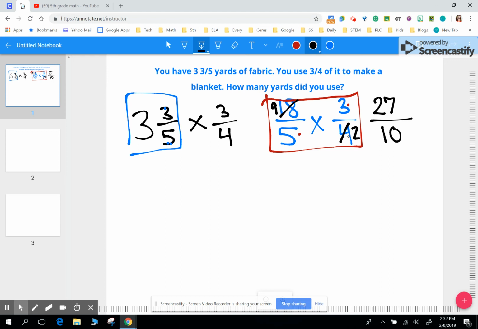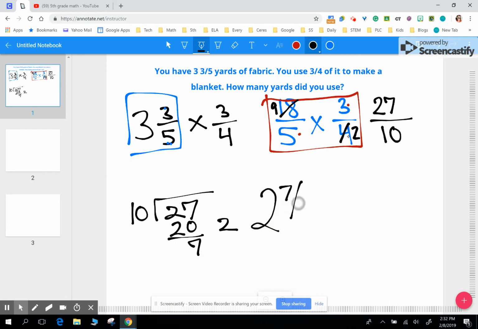27 divided by 10. I know it takes 10 to make a whole, and I have 27. So I can write it as 27/10. Or maybe you might even be lucky enough that you see that 10 goes into 27 two times for 20 with 7 left over, which would tell me I used 2 7/10 yards to make my blanket.